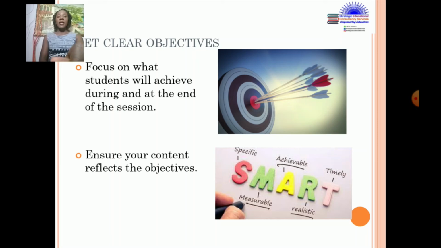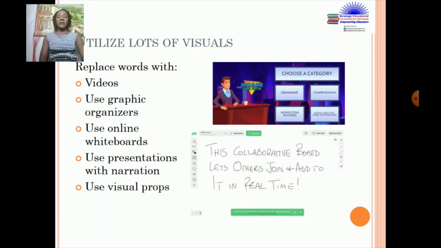What do we mean by utilizing lots of visuals? You replace words with videos. You use graphic organizers. You use online whiteboards. You use presentations with narration like Prezi. And you also utilize visual props. What this does is to help the students secure a picture to the word, or to the phrases, or to the content being presented.